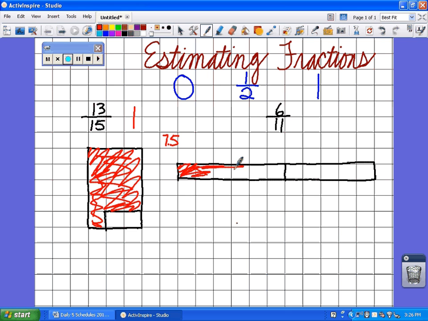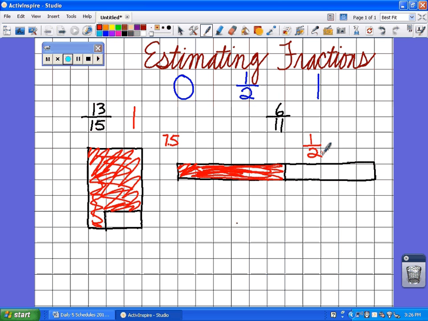If we shade that in, we can see that it's approximately half of the whole thing. So 6/11, we would estimate as closer to 1/2.